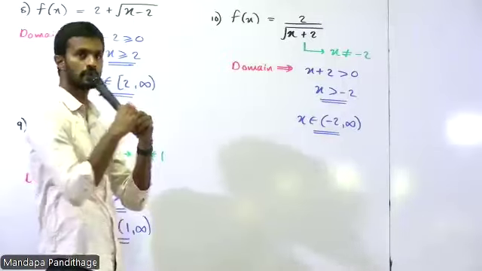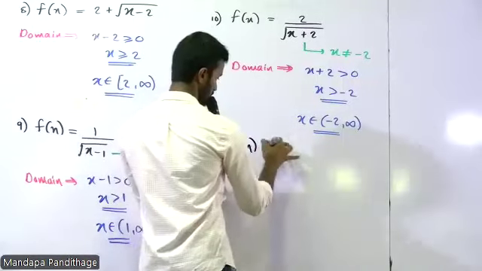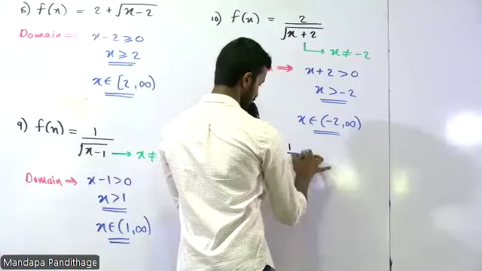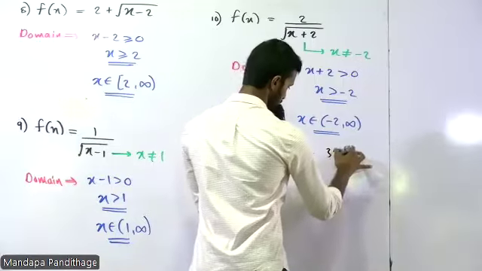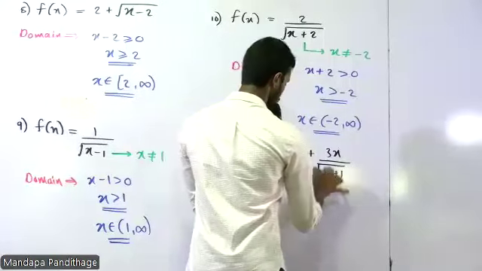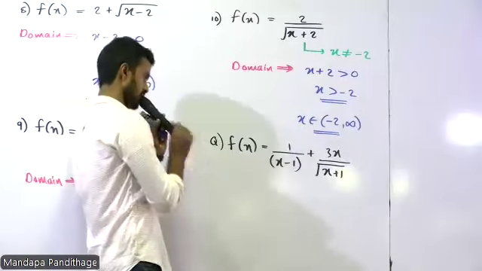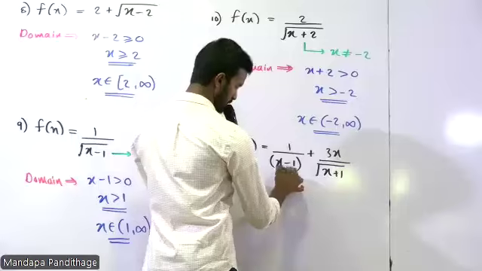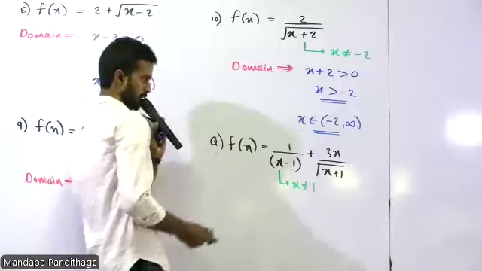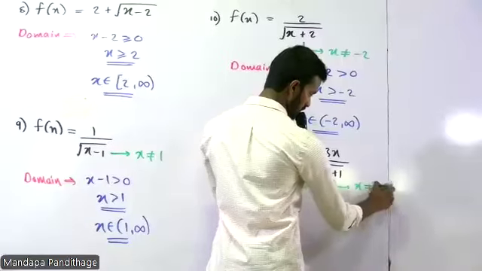Okay, then do write the set of this one. f(x) is equal to 1 over x minus 1 plus 3x over the square root of x plus 1. Okay, so here, listen. Here we have x minus 1 in the denominator, which means x is not equal to 1. And here x plus 1 is in the denominator, which says that x is not equal to minus 1. So that is clear.